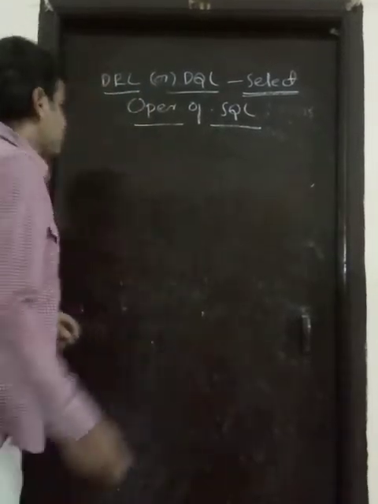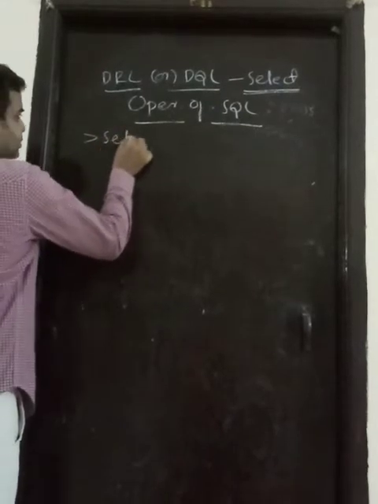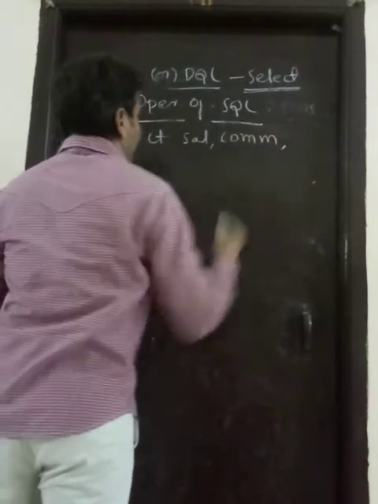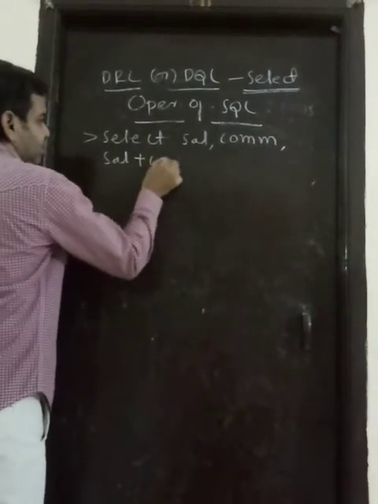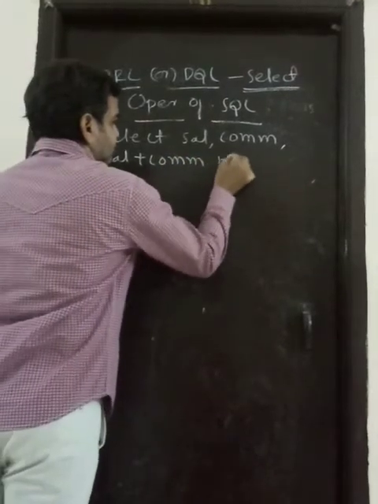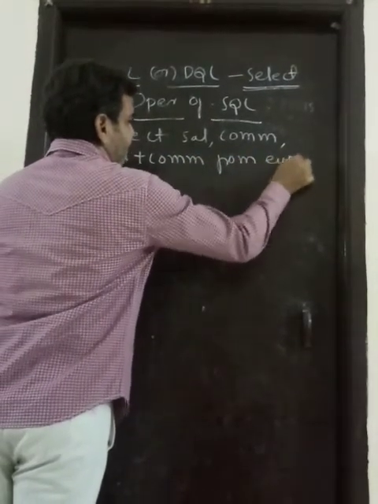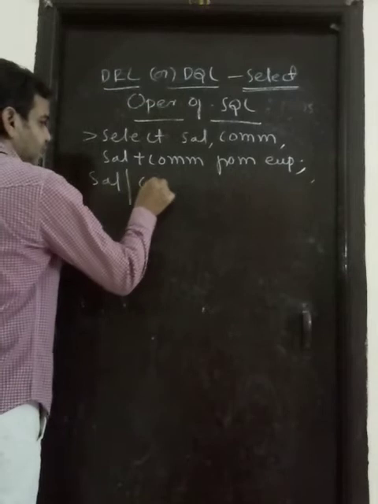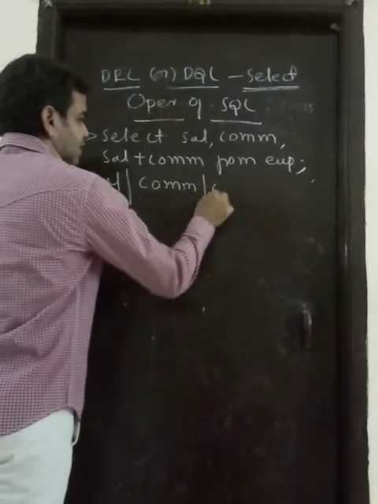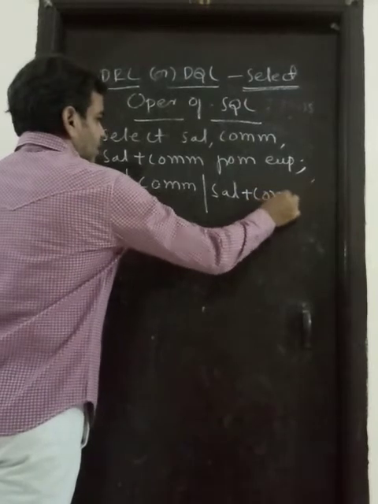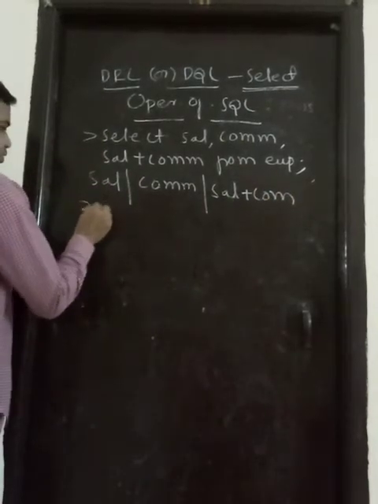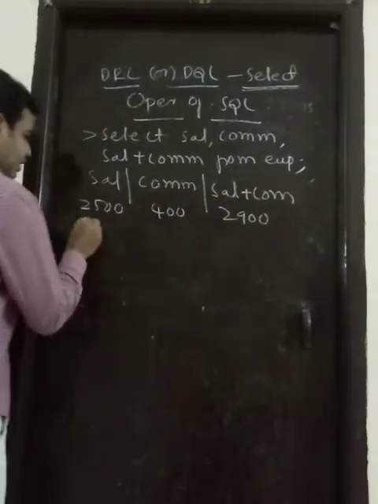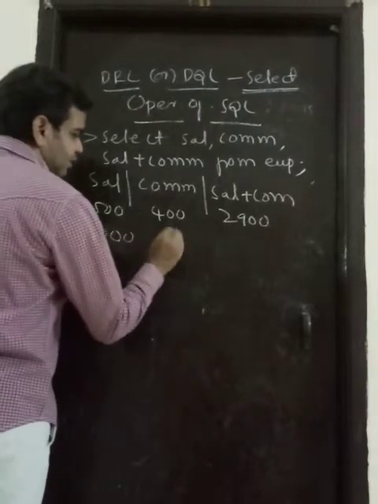Before that, first of all, I am accessing select salary, comma, commission, comma, salary plus commission from EMP. See, it will display three columns of information: salary in one column, commission in another column, and salary plus commission in another column. Suppose salary is 2500 and commission is 400, it will display 2900. If salary is 3000 and commission is null, null means there is no value.